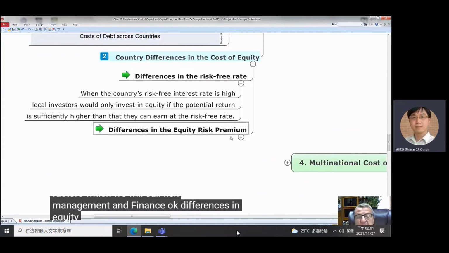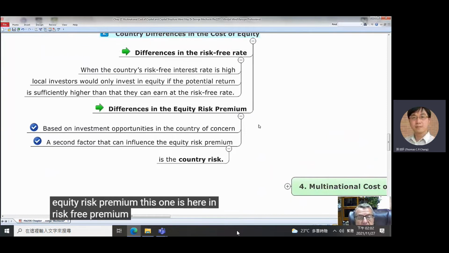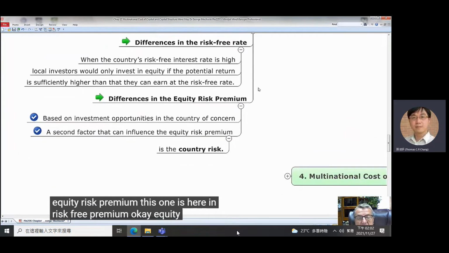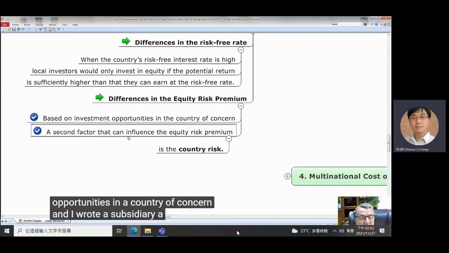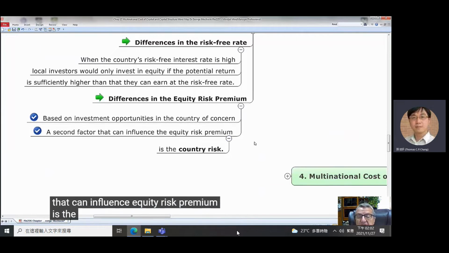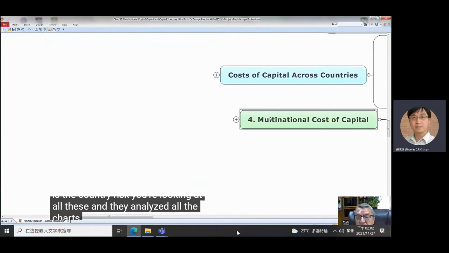Okay, differences in equity risk premium. This one is here in risk-free premium: an equity risk premium based on investment opportunities in a country of concern. Remember the subsidiary. A second factor that can influence the equity risk premium is the country risk. You're looking at all these and you analyze all the charts.